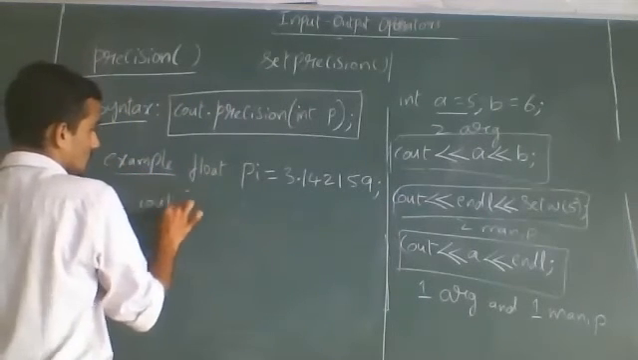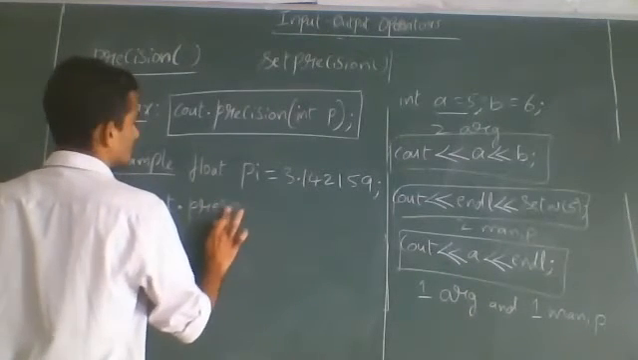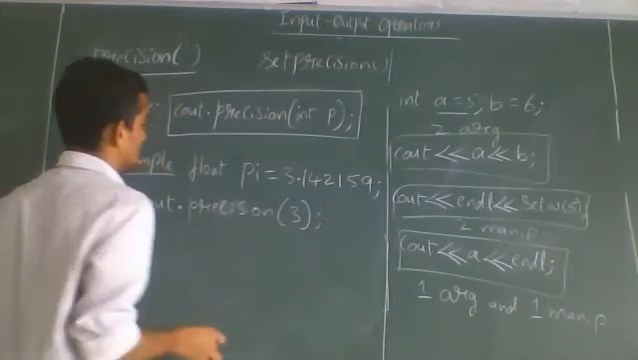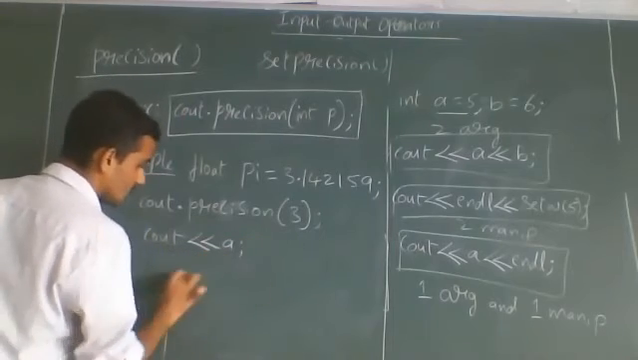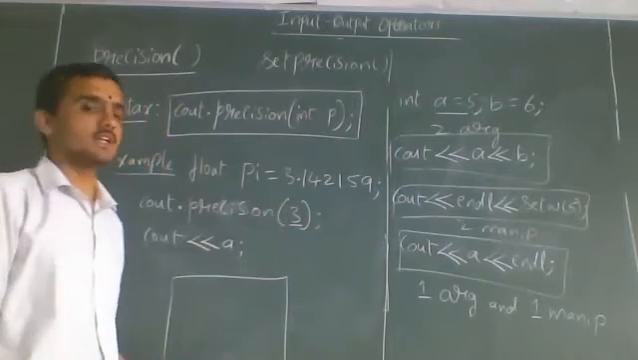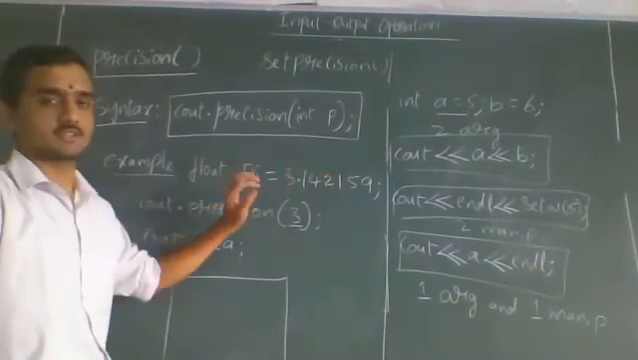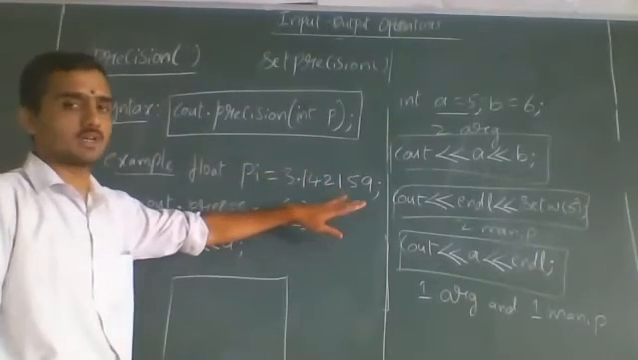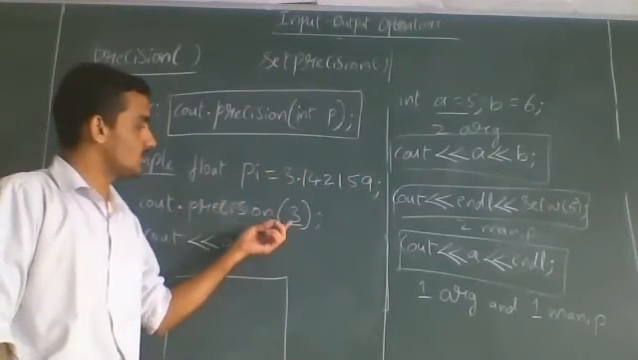So cout dot precision, then cout a. Here you just consider this number, which is very important. This indicates that after the decimal point it should stop at 3 digits. That is the meaning of 3 here. The actual value is 3.14159 that I have written here. So up to 2 it will display, but 159 it will not display. So that is the meaning of 3 here.